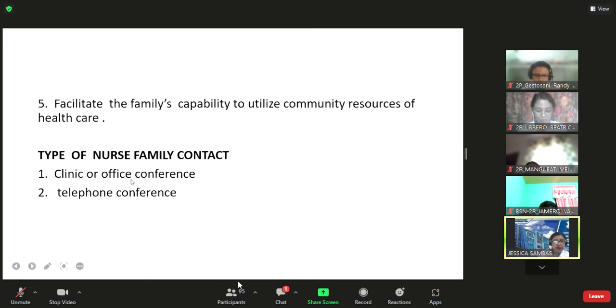Now, for the type of nurse-family contact, we can have clinic or office conference. Like, in our case, siguro, that's clinic conference na. Kasi kung pupunta sila doon, mismo, and we are going also to obtain all the necessary data, well, this could be our type of nurse-family contact. It could be clinic conference with the pregnant family member. Okay, you can have telephone conference as well.